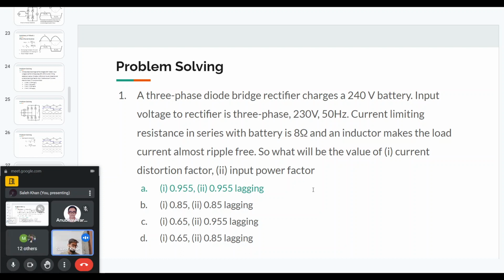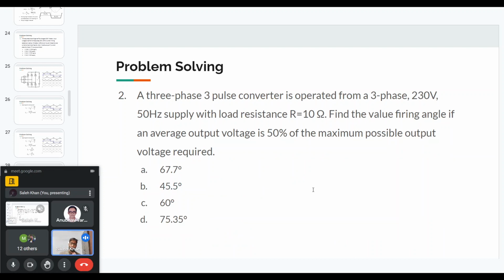If anybody has any questions or confusion, you can ask in the chat. In the meanwhile, I'll continue with the second problem.